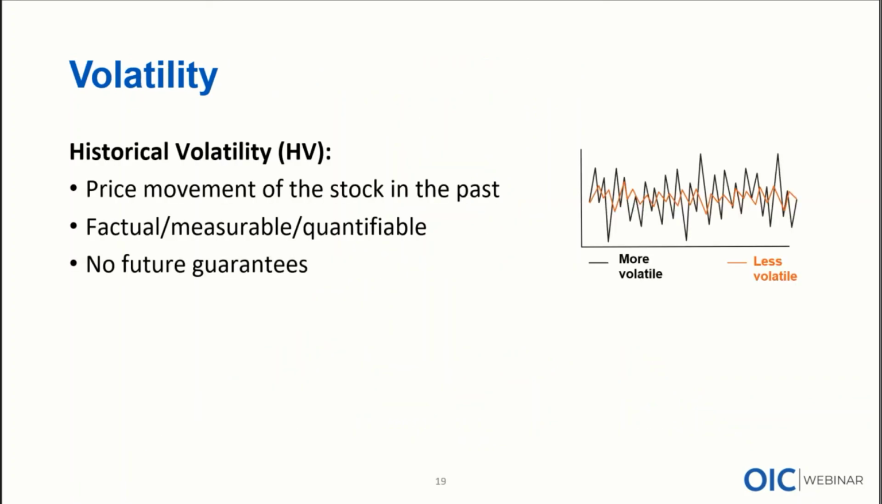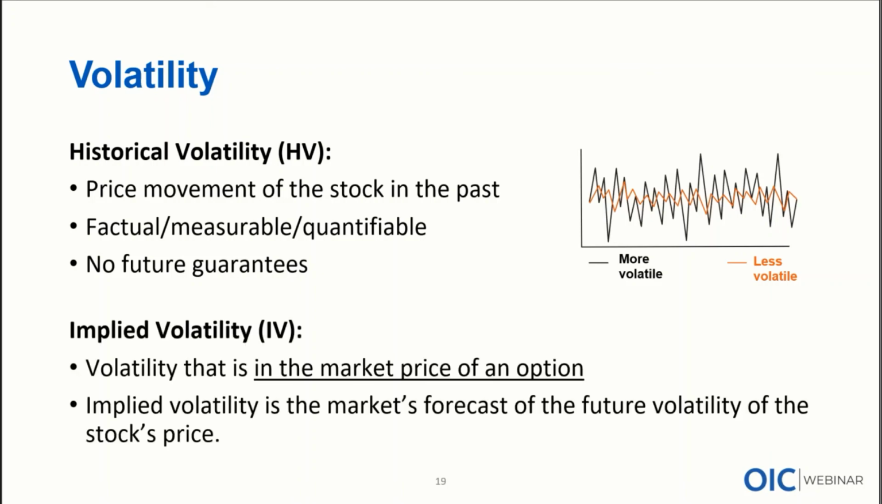First, I will define historical volatility: it is what we've seen in the past, what the stock has already done. I'm going to leave that definition there because I'm going to talk about historical a little more on the next slide. Implied volatility, in contrast, is looking forward.